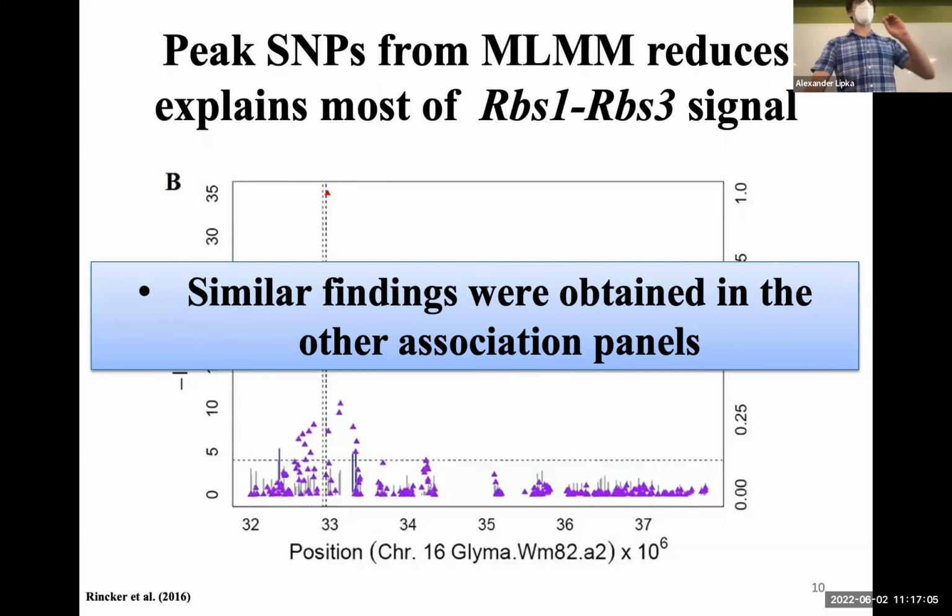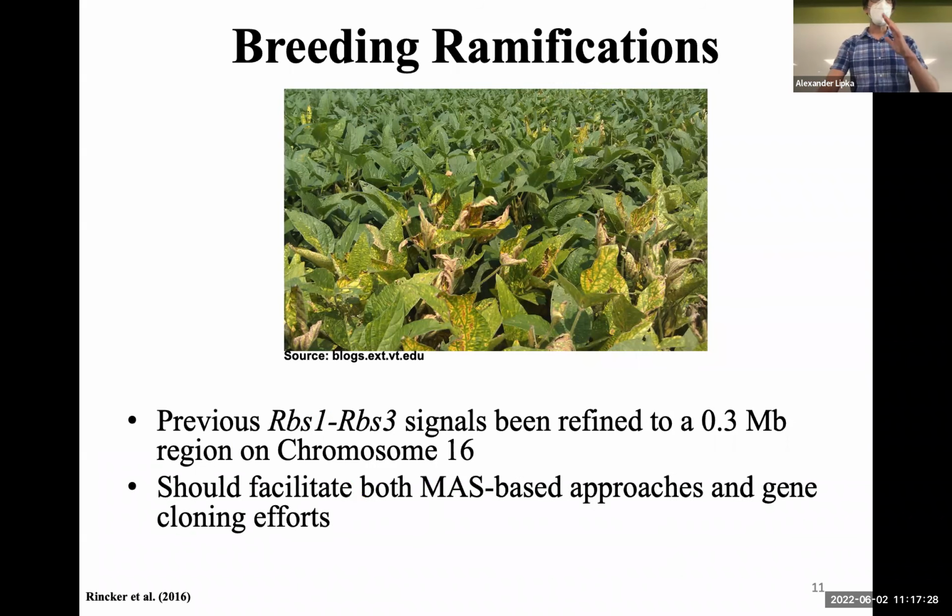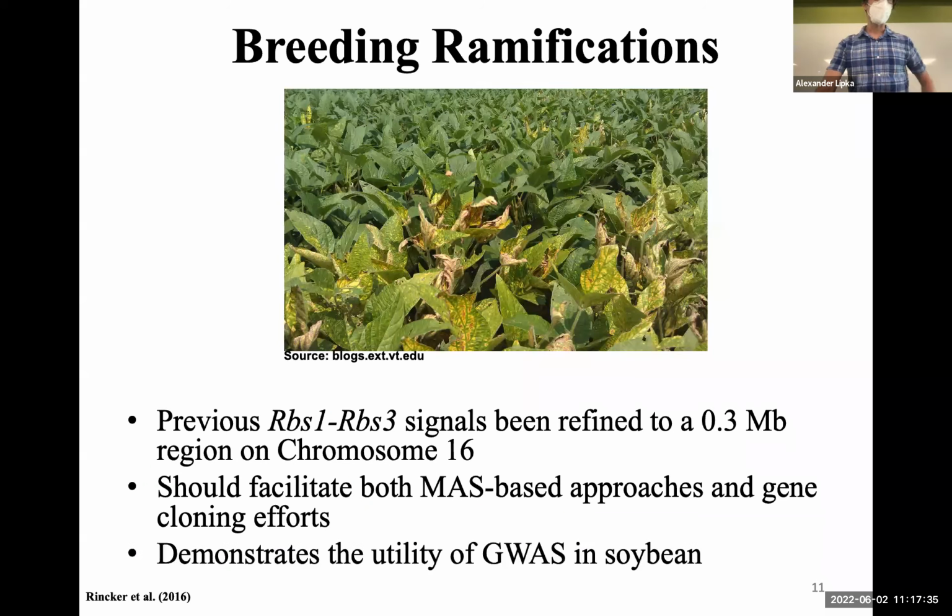So that gives us a high amount of confidence that this particular region over here is accounting for the signals we're seeing multiple base pairs away. So what this means is that we're basically able to refine the region containing these three putative genes. And this should facilitate efforts for both marker assisted selection and gene cloning efforts. And it demonstrates the utility of GWAS in soybean. Okay.